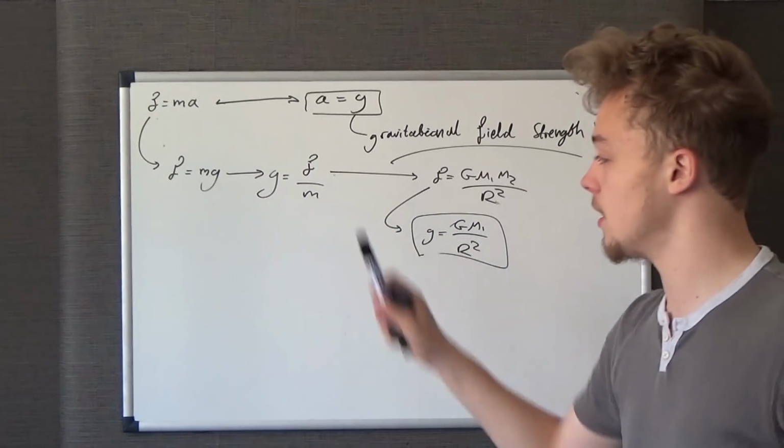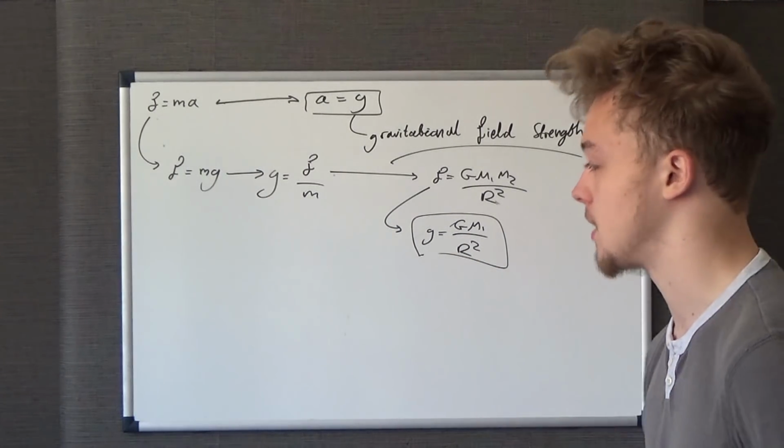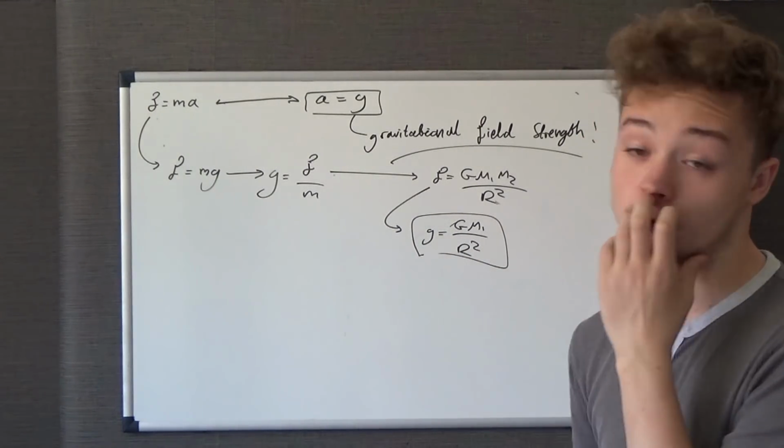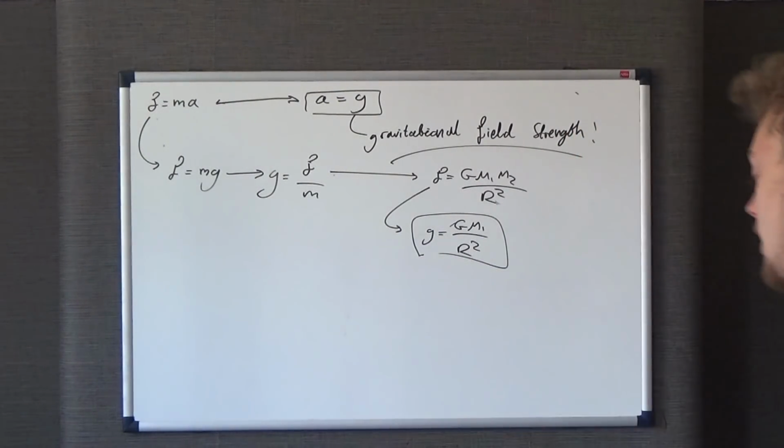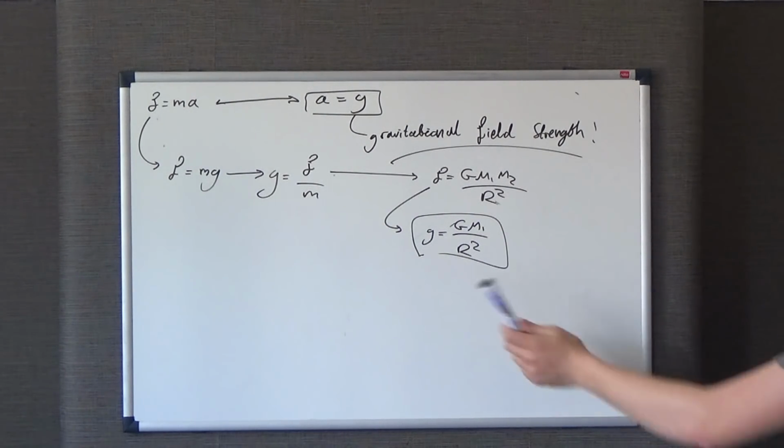Obviously, in this sense, another way of saying g is equal to F over m is that the gravitational field strength is the force per unit mass. In other words, force over mass, which is what that equation says there. Yes, obviously you need to be aware of that.